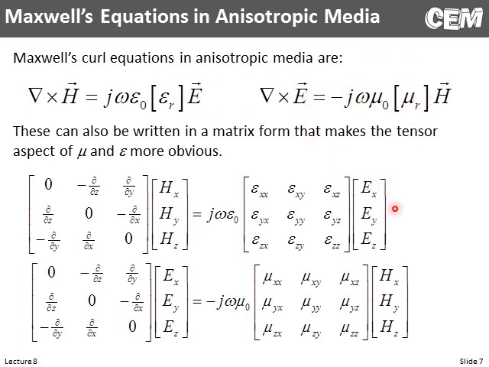So I can write Maxwell's equations now in a slightly different form. Same equations, but it's a sort of matrix form now, where we're storing the fields E and H in column vectors, and now the 3x3 matrices make a little bit more sense in how they play with the field quantities in the curl equations.